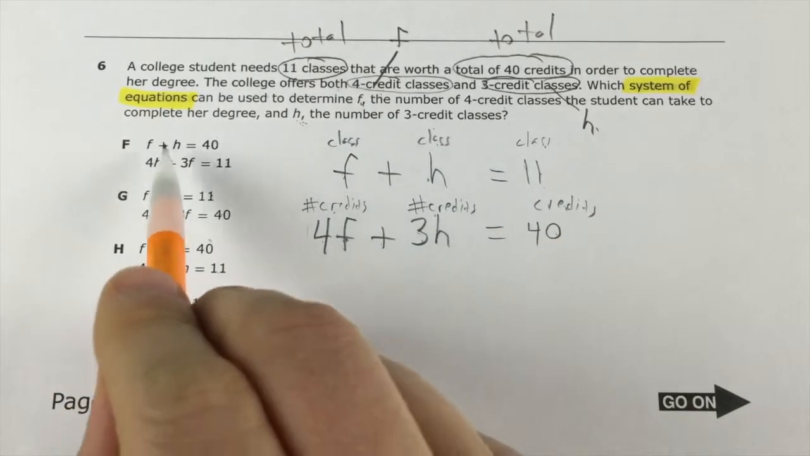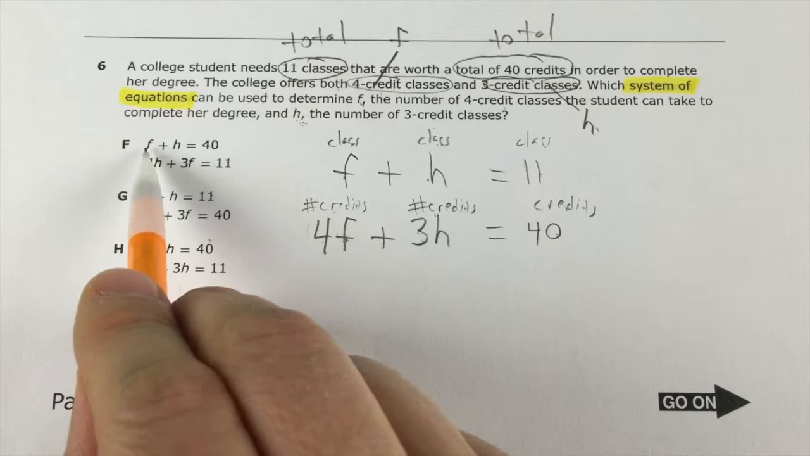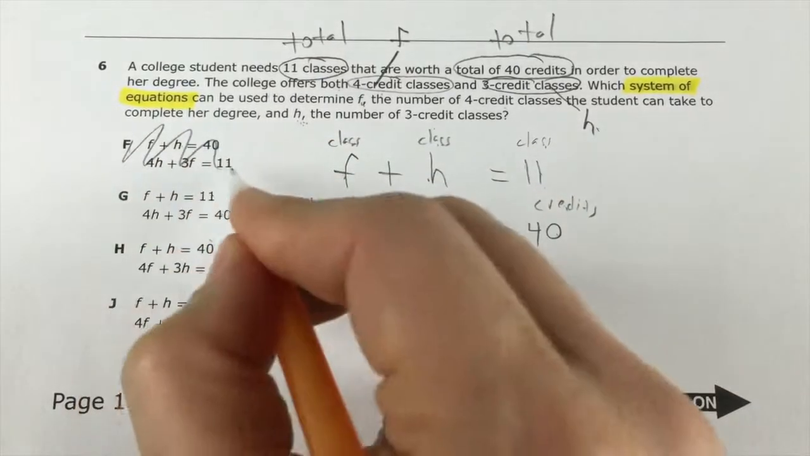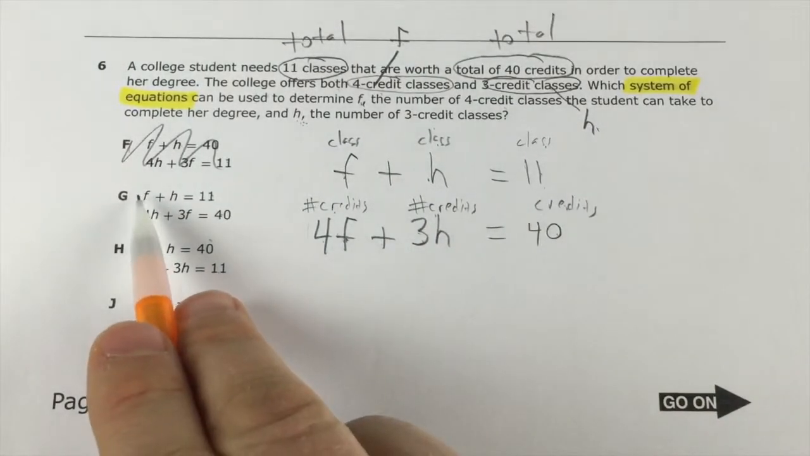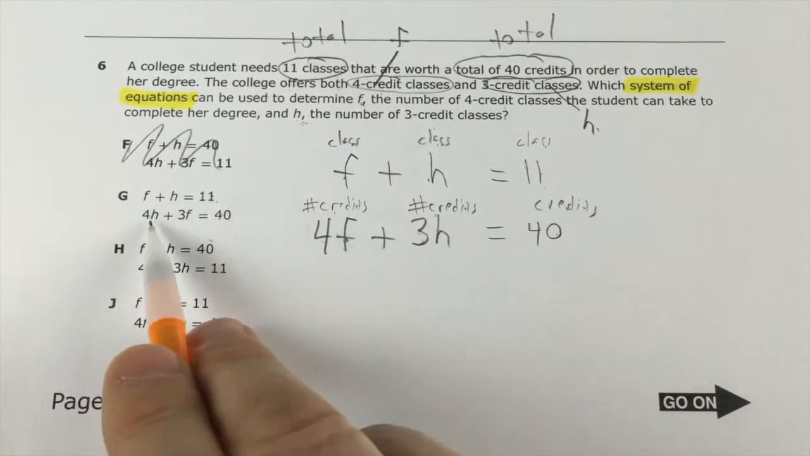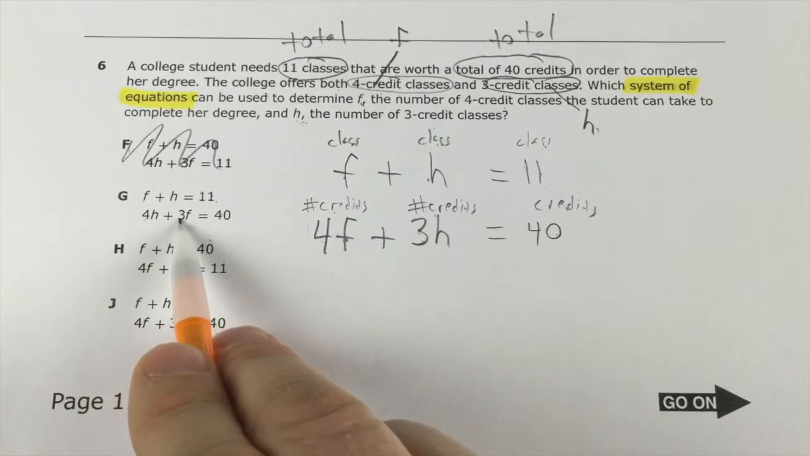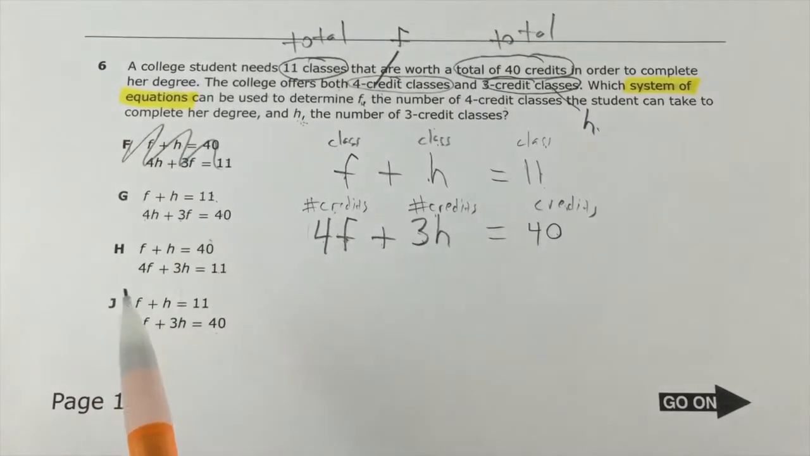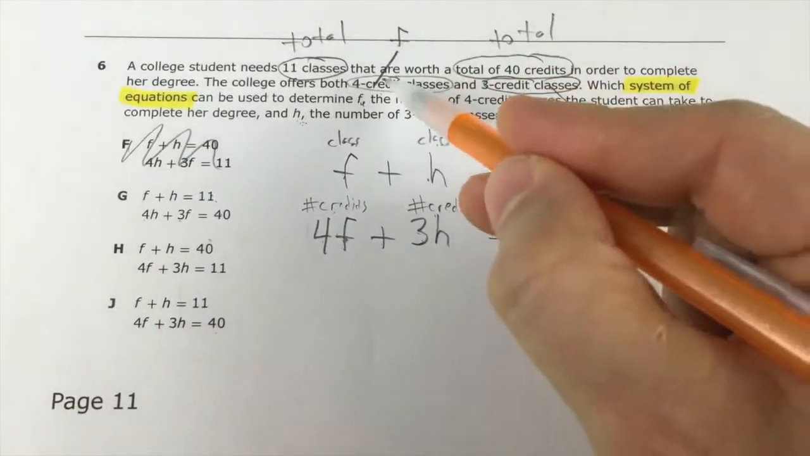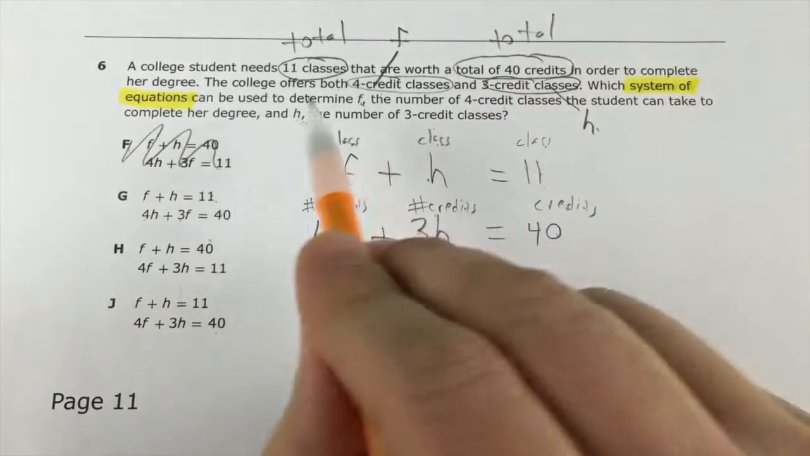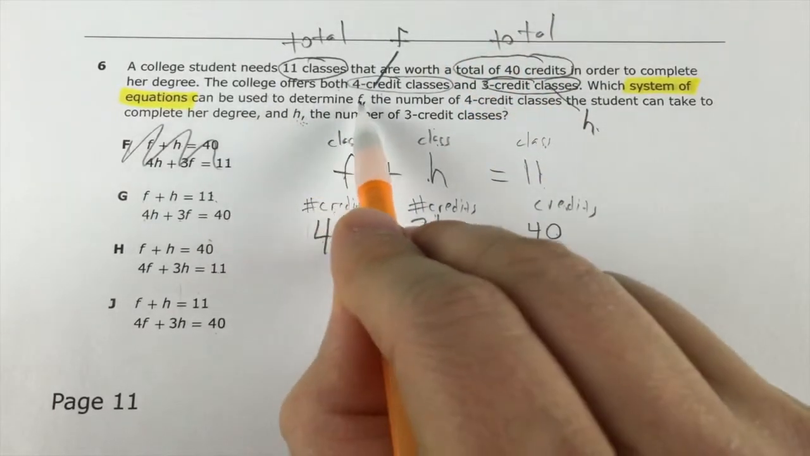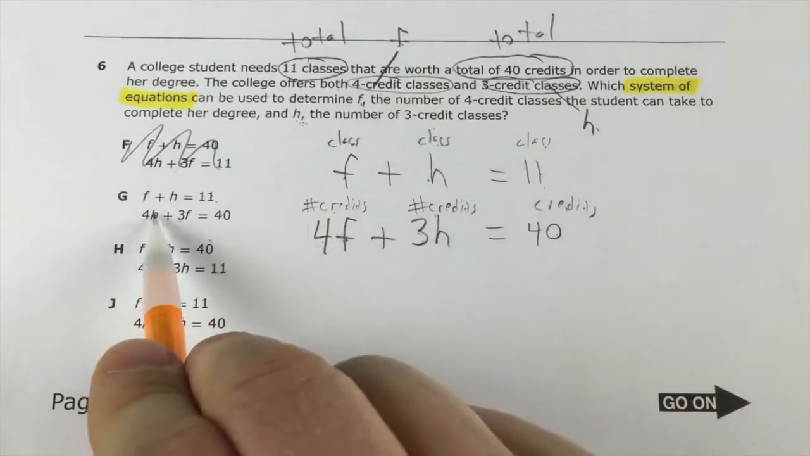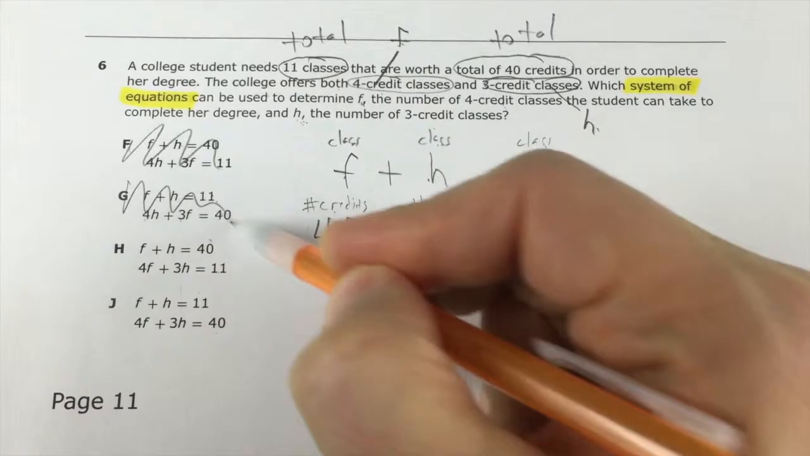Okay, if you look over here, they have it switched. They have class plus class equals credits. And they have the other one switched. This one they have class plus class is 11. And the 4H plus the 3F is 40. Now what's wrong with that? They have the letters switched, which is why I really stress and encourage you guys to label everything in your problem. It said explicitly here that F is the 4 credit classes. They have H as the 4 credit classes, so that's switched.